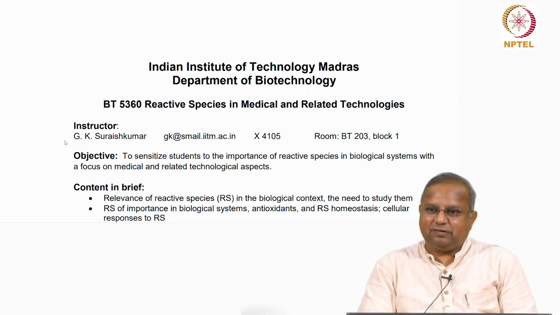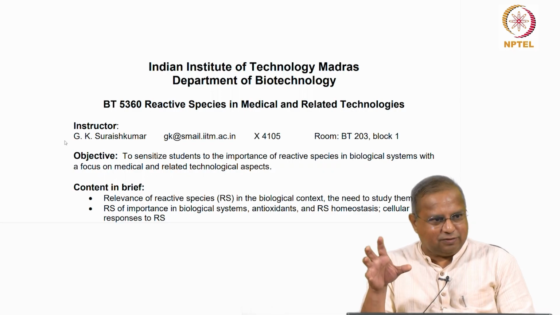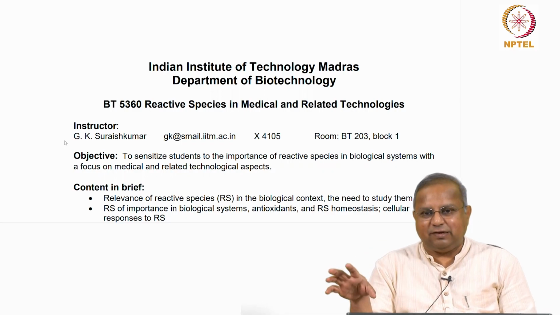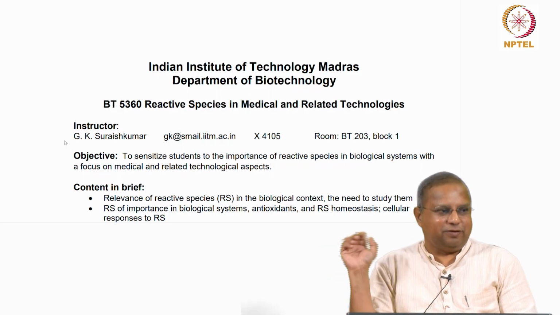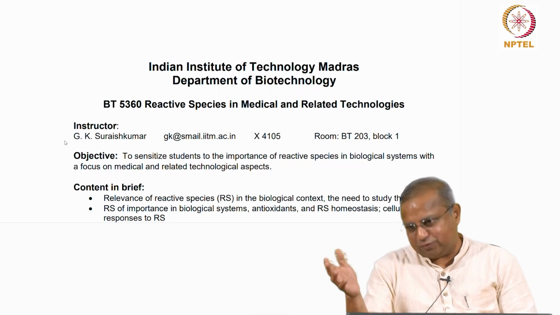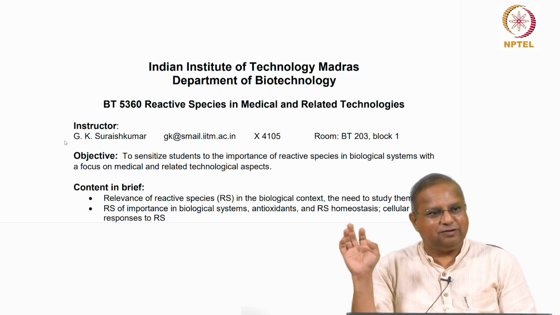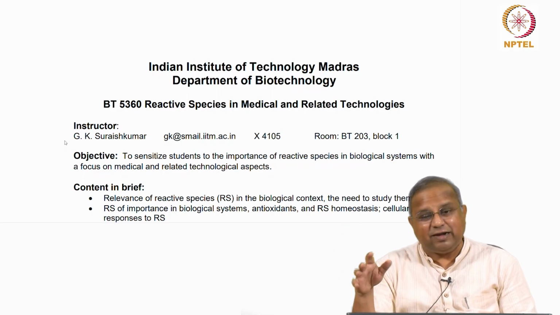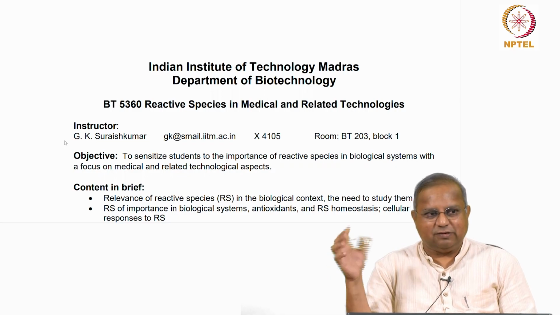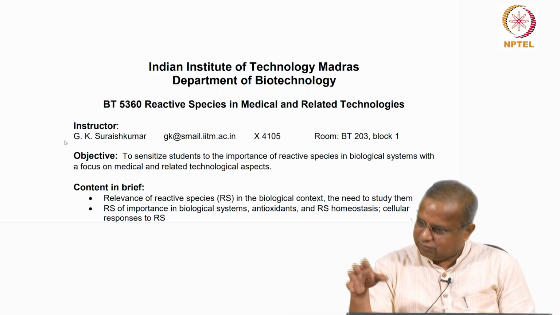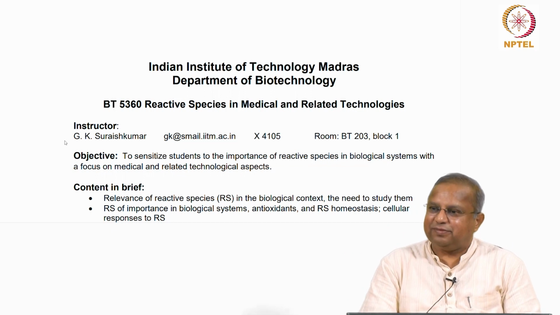Because reactive species have been explored as a research area for about 80 plus years. It is a very old area. It is not popular, so you do not get to hear about it. Good that you got to hear. There are at least 3 journals dedicated to this area, and now even more. There were 3, I think now it has gone up to 5 or 6, dedicated to this area and so on. Good.